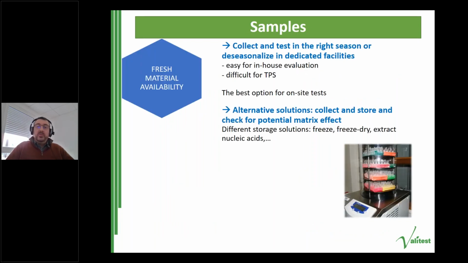And now regarding the sample, the first important constraint is to manage the fresh material availability. First, you have to collect and test in the right season or deseasonalize in dedicated facilities if you have them. It's of course easy for an in-house evaluation, but much more difficult for a TPS. Nevertheless, it's the best option for an on-site test.